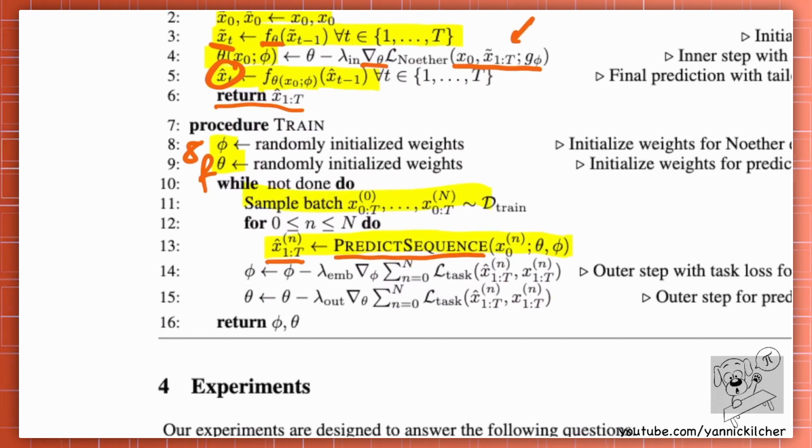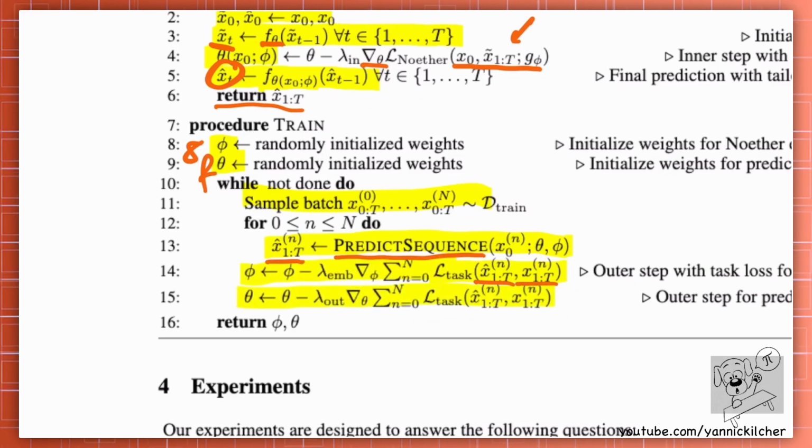Now I'm going to input these things into what's called the task loss. And the task loss in our case here is just the video prediction loss. So that's going to be some L2 distance between the frames that I output and the frames that are actually in the video. And then I'm going to just run backprop on that. So update the parameters of both G and F on the task loss.